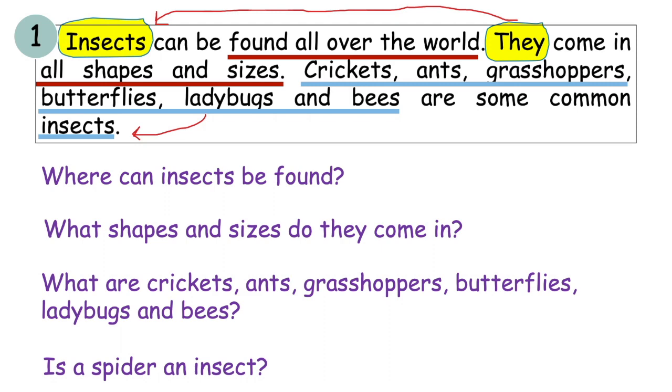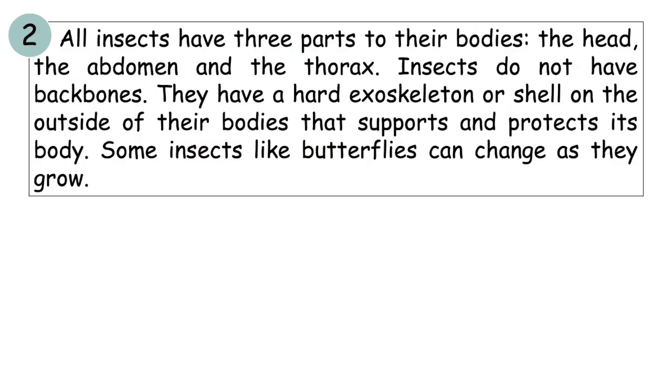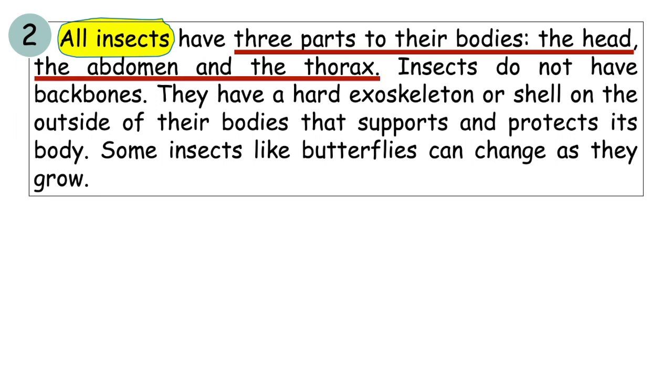Now let's move on to the second paragraph. All insects have three parts to their bodies. There is the head, the abdomen, and the thorax. These are the three parts. Insects do not have backbones. So I know that insects don't have backbones. They have a hard exoskeleton or shell on the outside of their bodies that supports and protects its body.